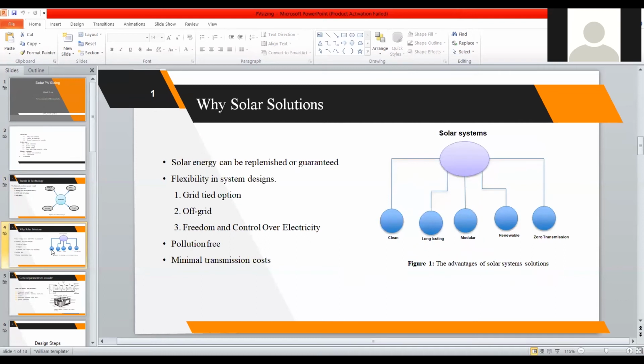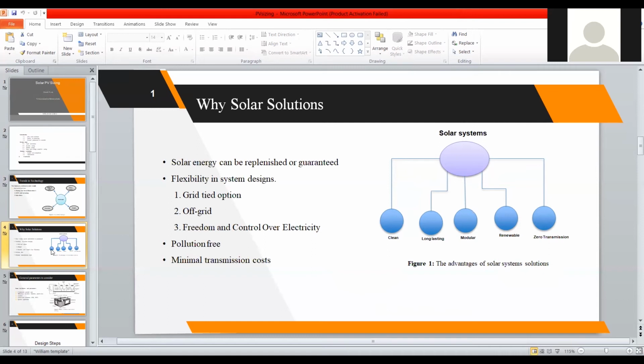So basically you want to go for solar because it's clean, it's long lasting, and it's actually guaranteed that tomorrow somehow the sun will come again. So these are some of the advantages why you want to go for solar solutions. It's modular. In short, it gives you freedom and control over electricity.